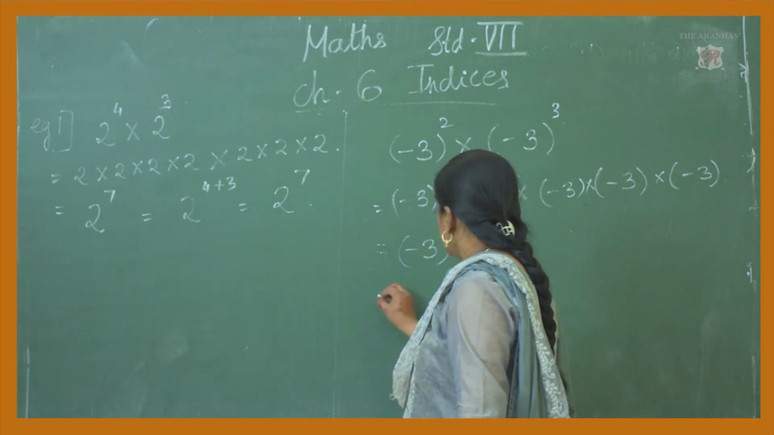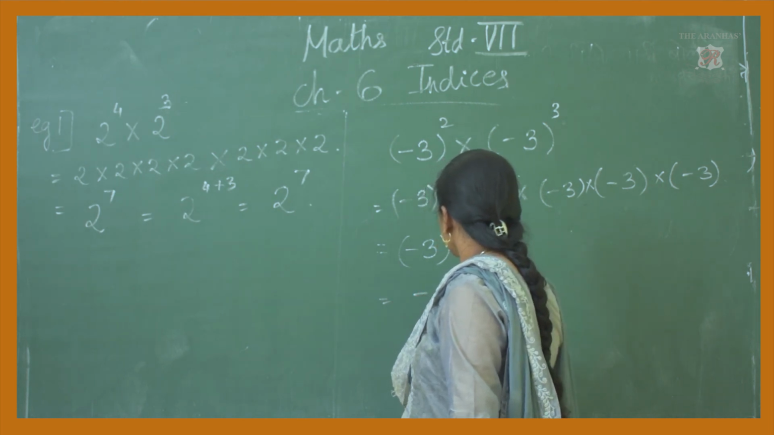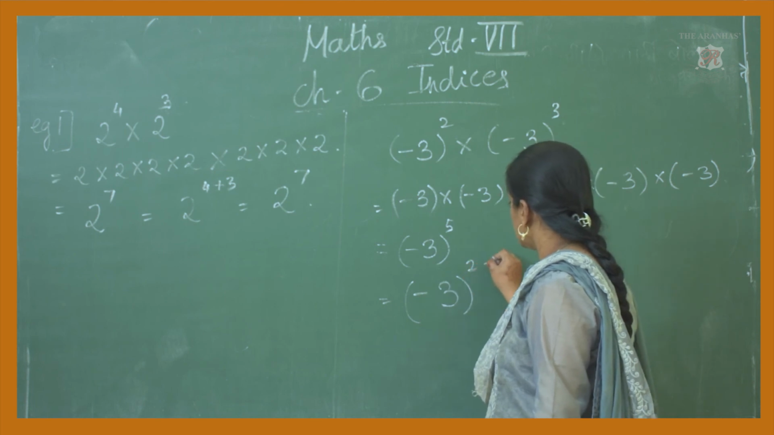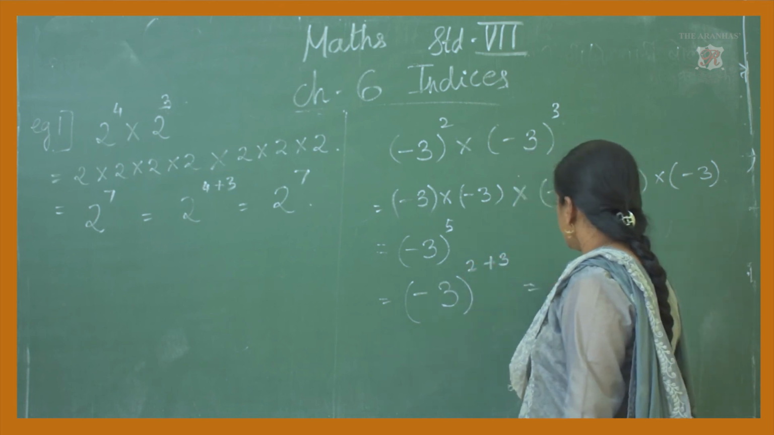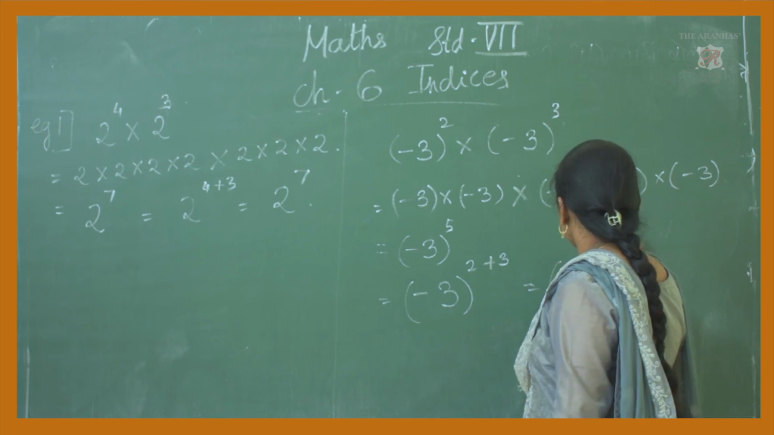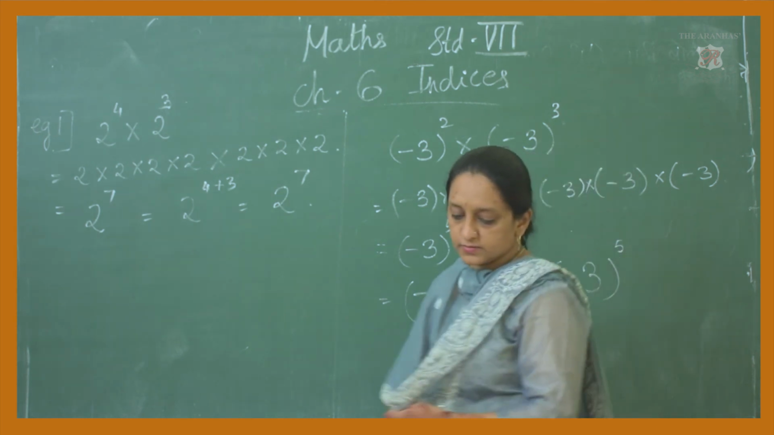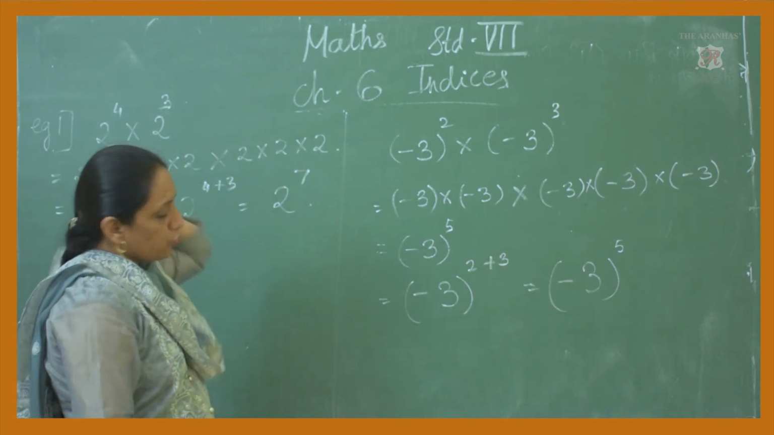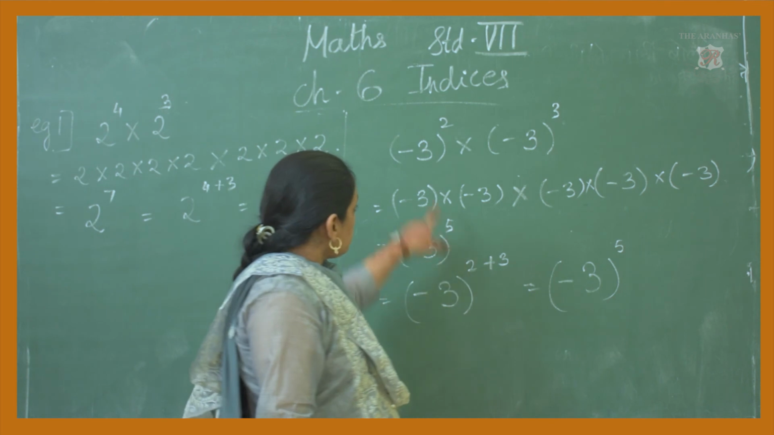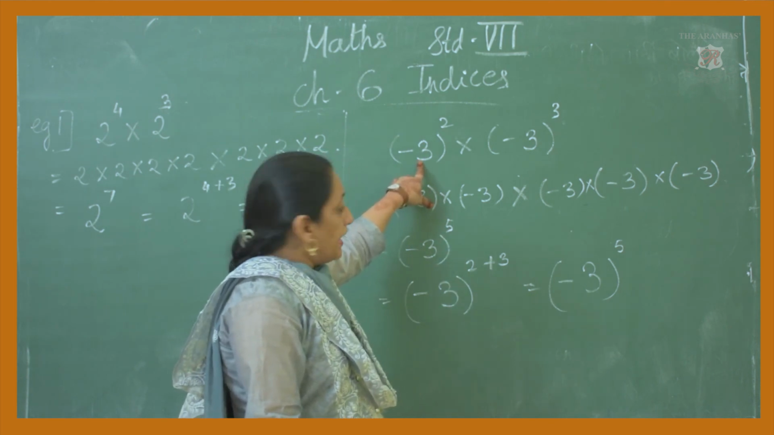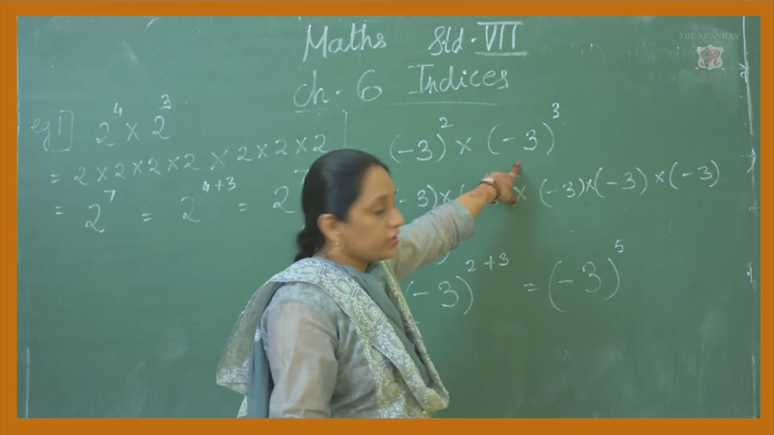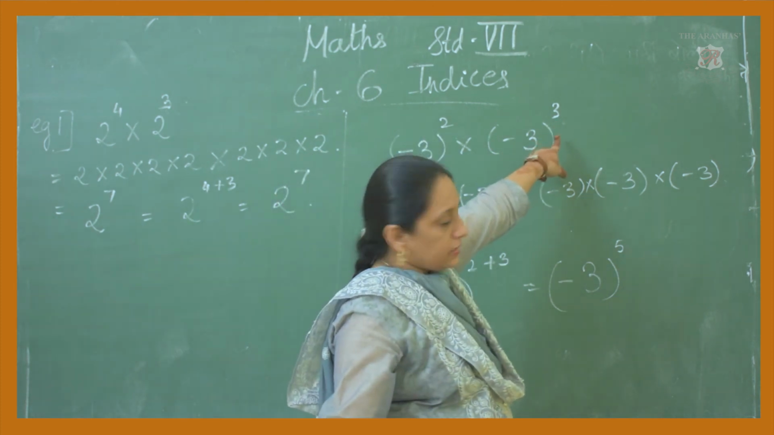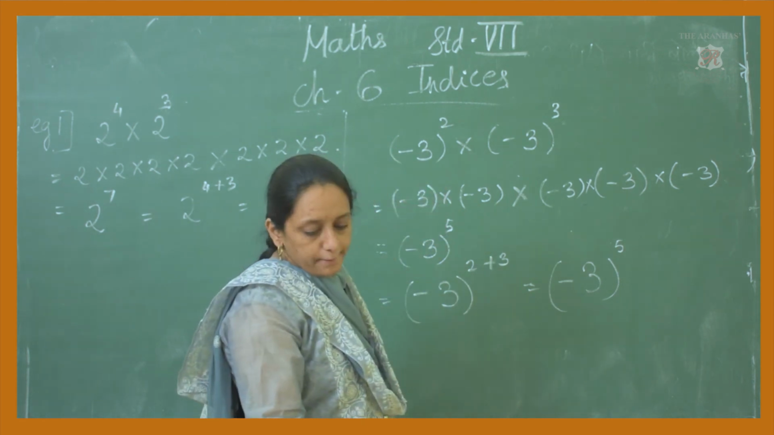Therefore, what you observe is that minus 3 is the common base, and there are 2 different indices. Minus 3 raised to 2 plus 3 is again equal to minus 3 raised to 5. What do you understand from this? From this, the mathematician has made a rule. Suppose this minus 3 is called A, and this minus 3 is also called A. A raised to m multiplied by A raised to n is equal to A raised to m plus n.